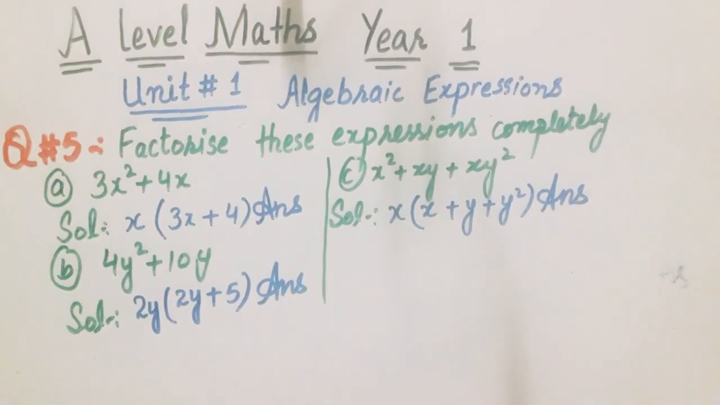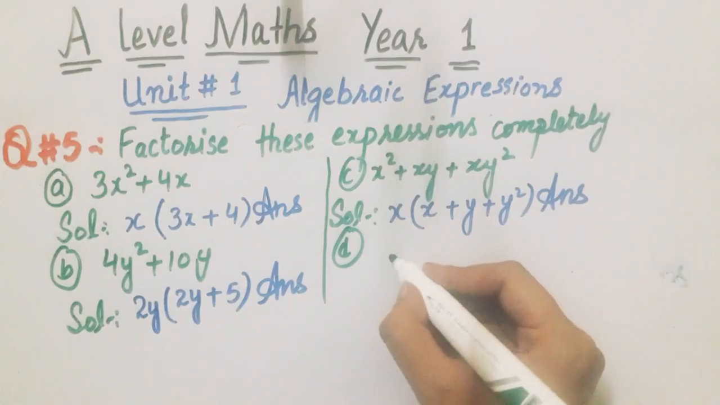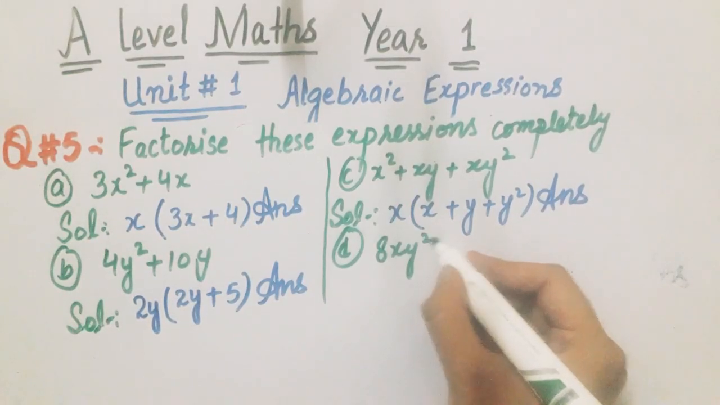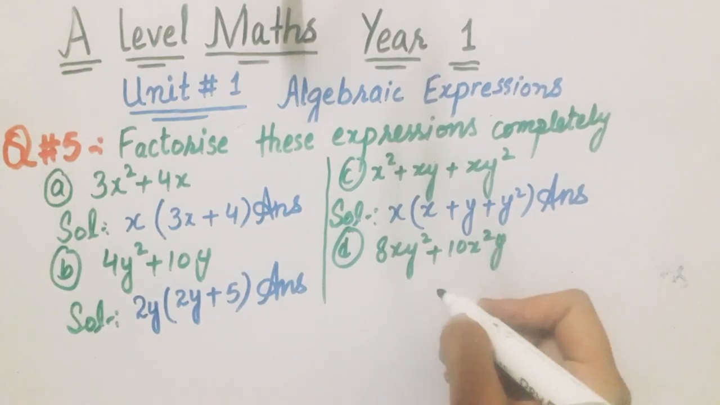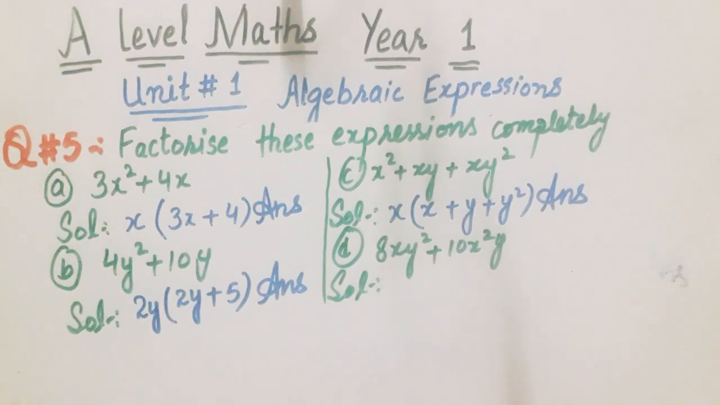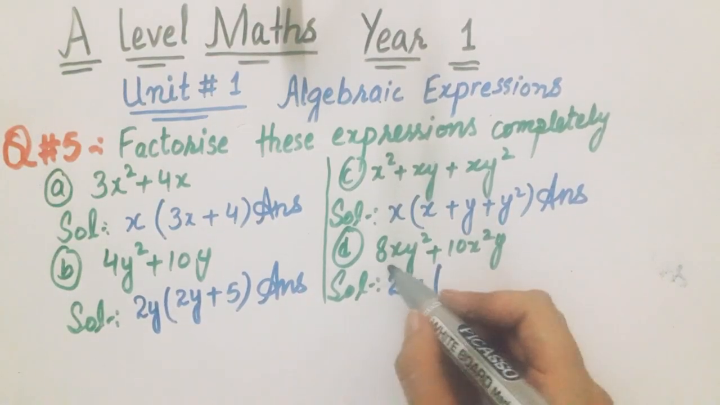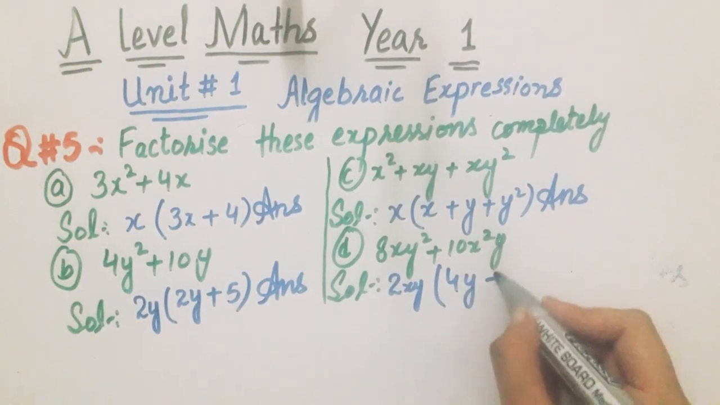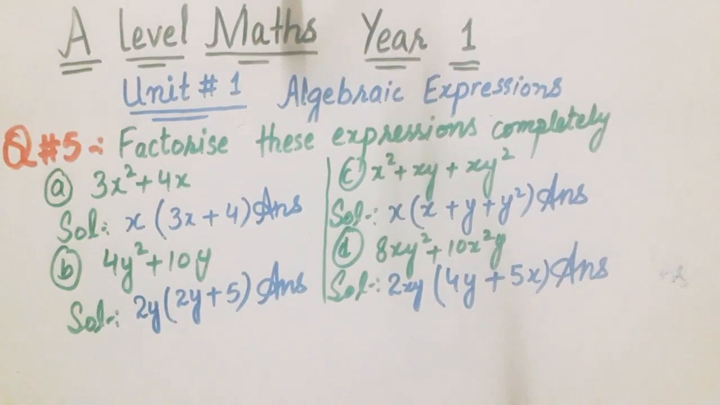Now we will solve the D part. 8xy square plus 10x square y. So we will solve. Take 2xy common from this. Then it will be 4y plus 5x. This is the answer. Now we will solve question number 6.